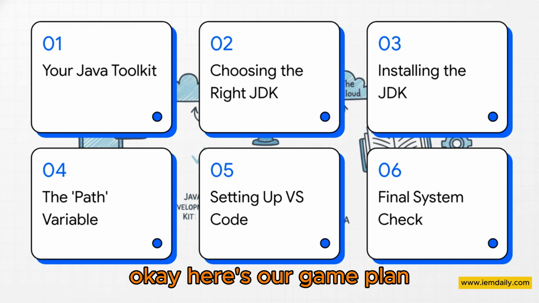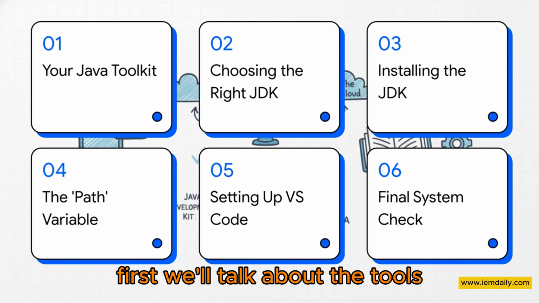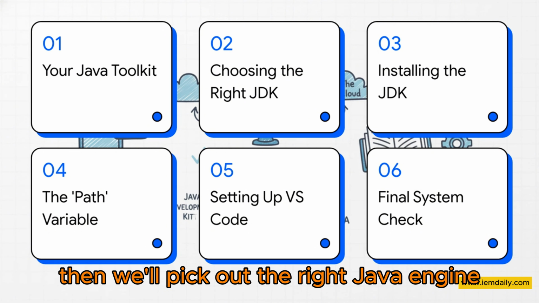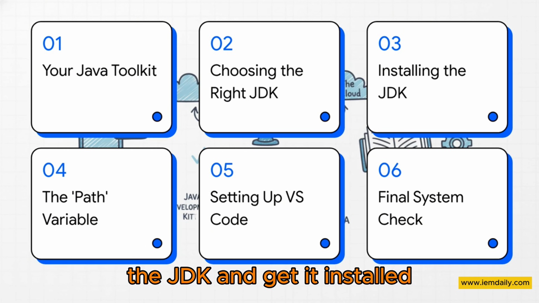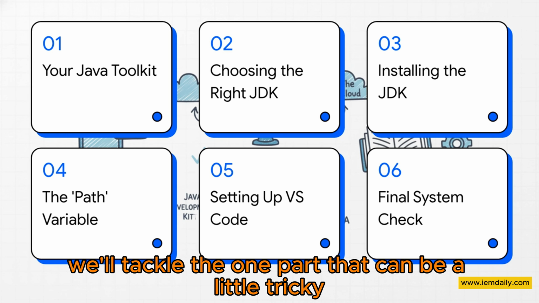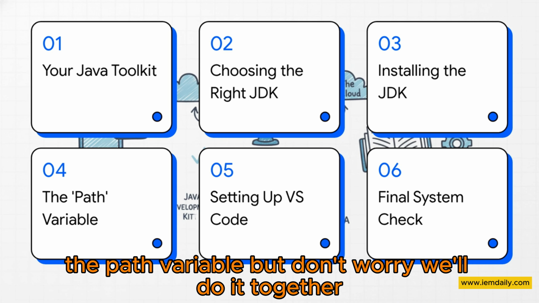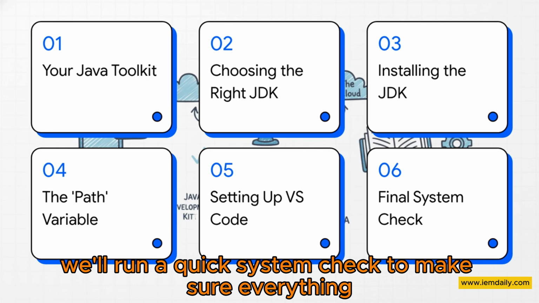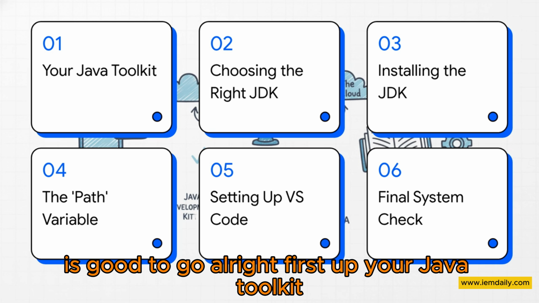Okay, here's our game plan. First, we'll talk about the tools you're going to need, your Java Toolkit. Then, we'll pick out the right Java engine, the JDK, and get it installed. We'll tackle the one part that can be a little tricky, the path variable. But don't worry, we'll do it together. After that, we'll set up our code editor, VS Code, and then finally, we'll run a quick system check to make sure everything is good to go.